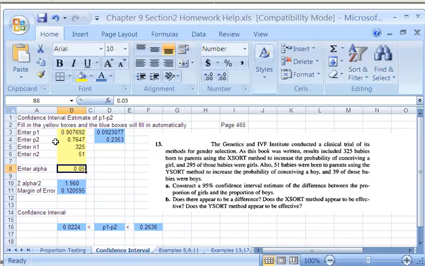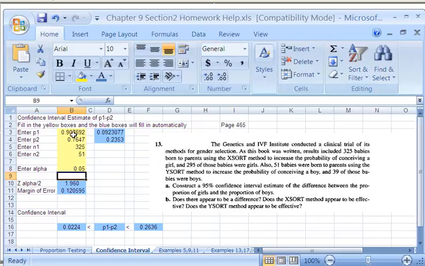For alpha, I'm going to enter 1 minus my confidence interval level. So it's 1 minus 0.95, or in this case 0.05. And once I enter all those things in the yellow boxes, the blue boxes fill in for me.